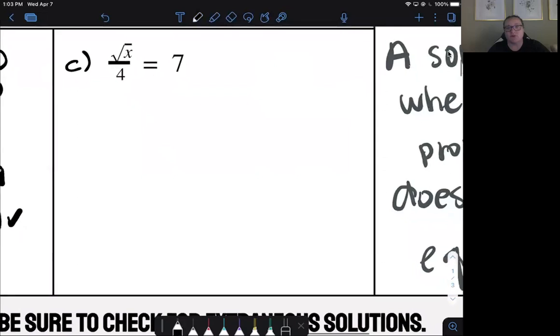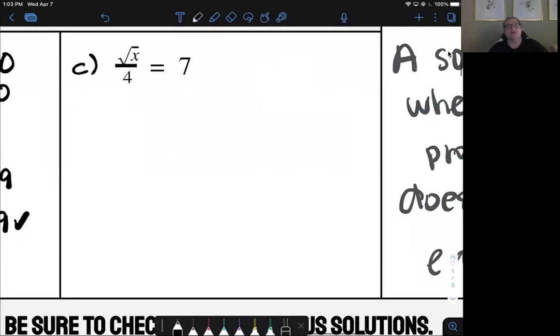All right, the square root of x over 4 equals 7. So again, we want to isolate the radical first thing. How do I cancel the square root of x over 4? I need to isolate this radical. Here's a hint. What's the opposite of division? Do that to both sides. Go ahead and give this a shot on your own.